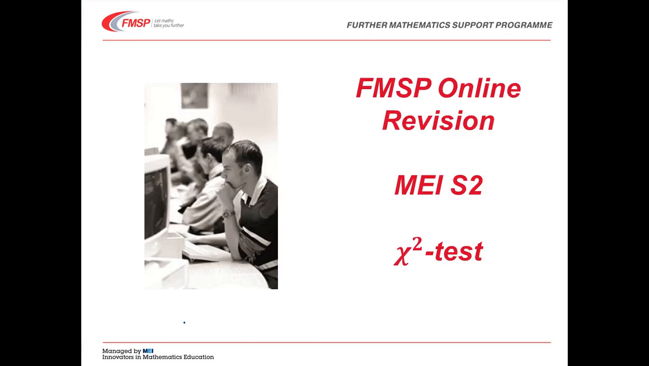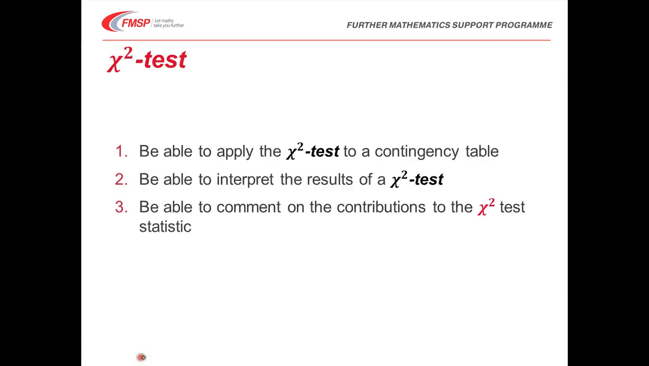So welcome to this, the Further Maths Support Programme online revision session for MEI Statistics 2, and in this session we're going to be looking at using the chi-squared test. So it's not a huge topic this, but again it's one where lots of questions come up. So we are required to apply the chi-squared test in a contingency table setup.